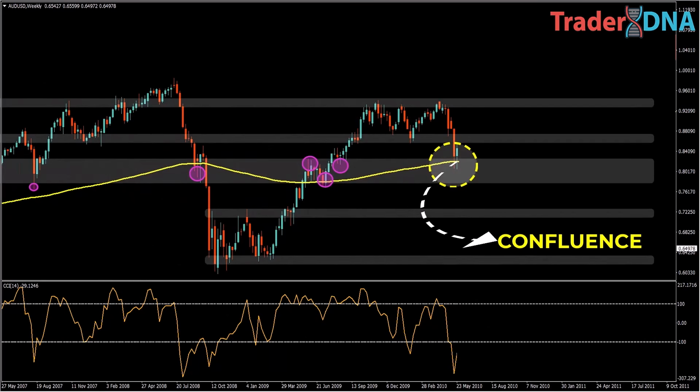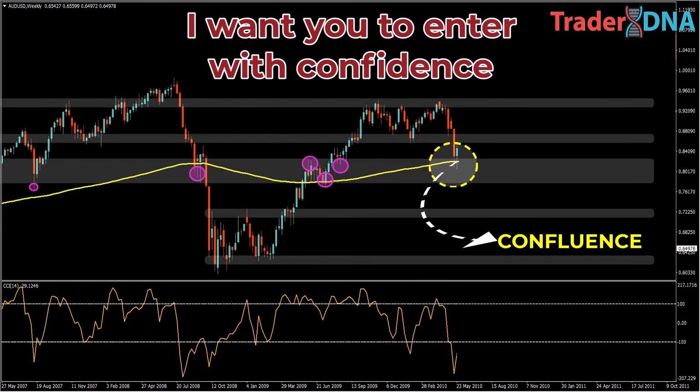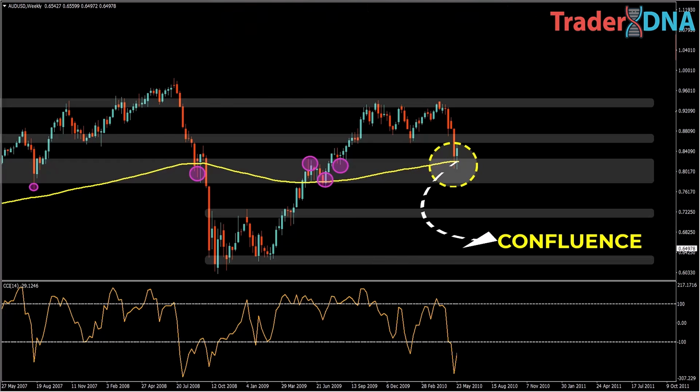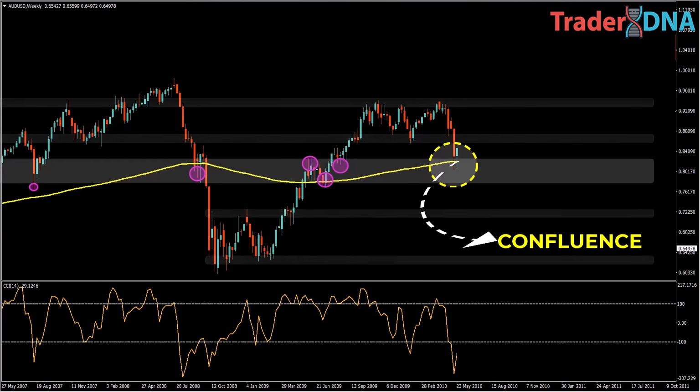Here's why I'm teaching you this. I don't just want you to enter the market randomly. I want you to enter with confidence, the kind of confidence where you know the odds are massively in your favor, and that's only possible when your entry comes from a high quality signal. But here's the catch. These signals don't show up every minute.